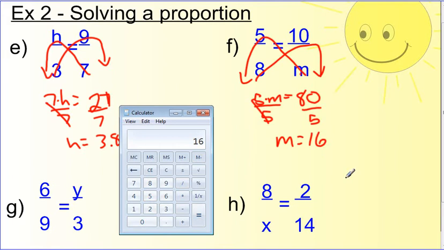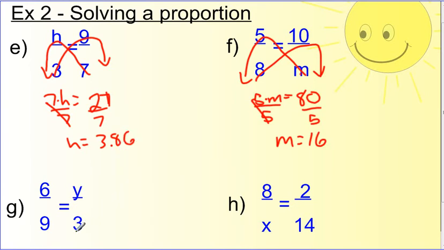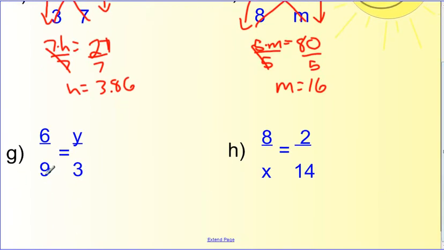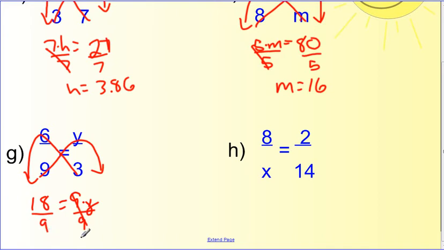Letter G. Cross multiply. So we're going to take 3 times 6 is 18. Cross multiply. 9 times y is 9y. To solve, we have to divide by 9 here, divide by 9 here. Y equals 2.